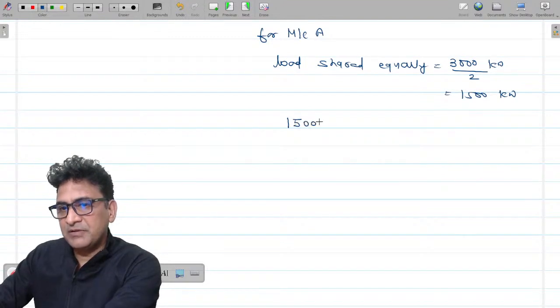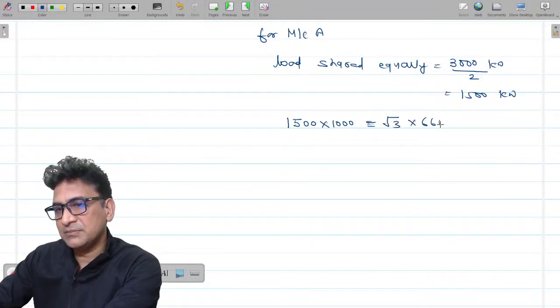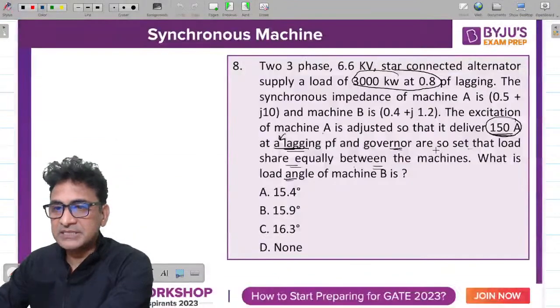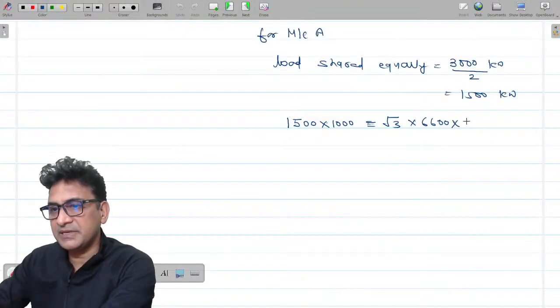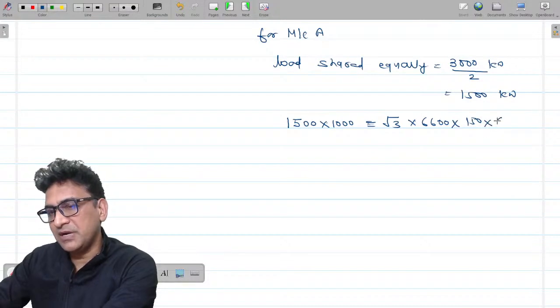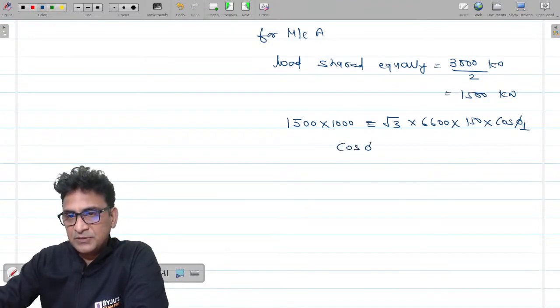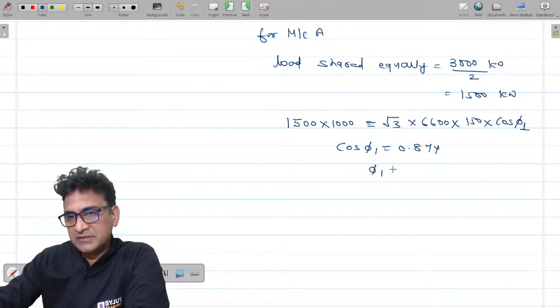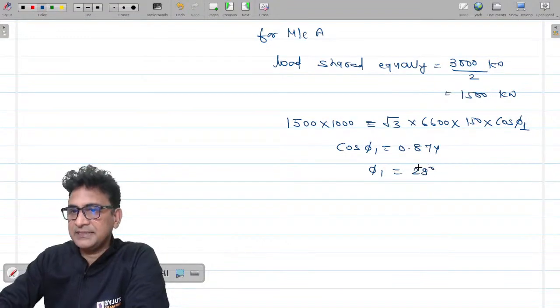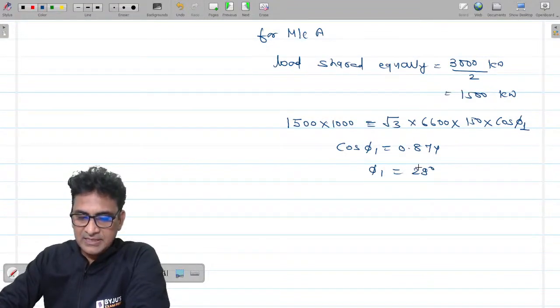If I know the total power delivered by machine A, then it is equivalent to root 3 VL I1 cos phi 1. VL is the same because both machines are operating in parallel, so the voltage will be the same. Current is given, the machine is delivering 150 ampere, but we do not know about the power factor, so we can find out the power factor of machine number 1. If you calculate, you will get cos phi 1 equivalent to 0.874, or phi 1 equivalent to 29 degree. Clear?